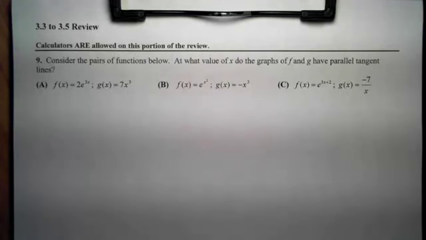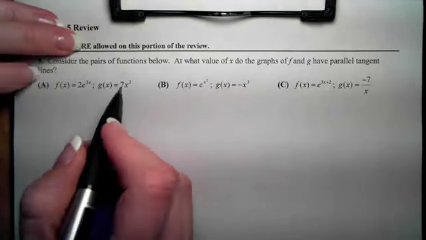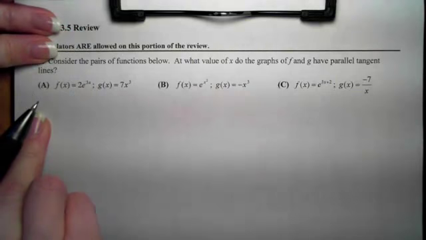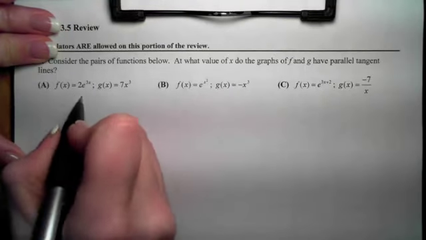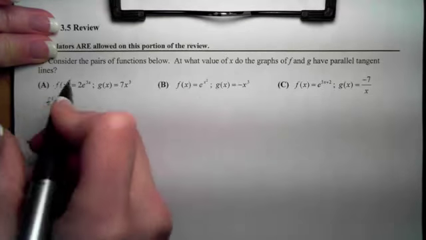Well, we all remember that parallel means the slopes are the same, and in this class, slope is the same as derivative. So what we're really looking for is for when the derivative of f is the same as the derivative of g. We need to set those equal to each other and then use our calculators to solve for when that occurs. So let's look at the derivative of f on part A.